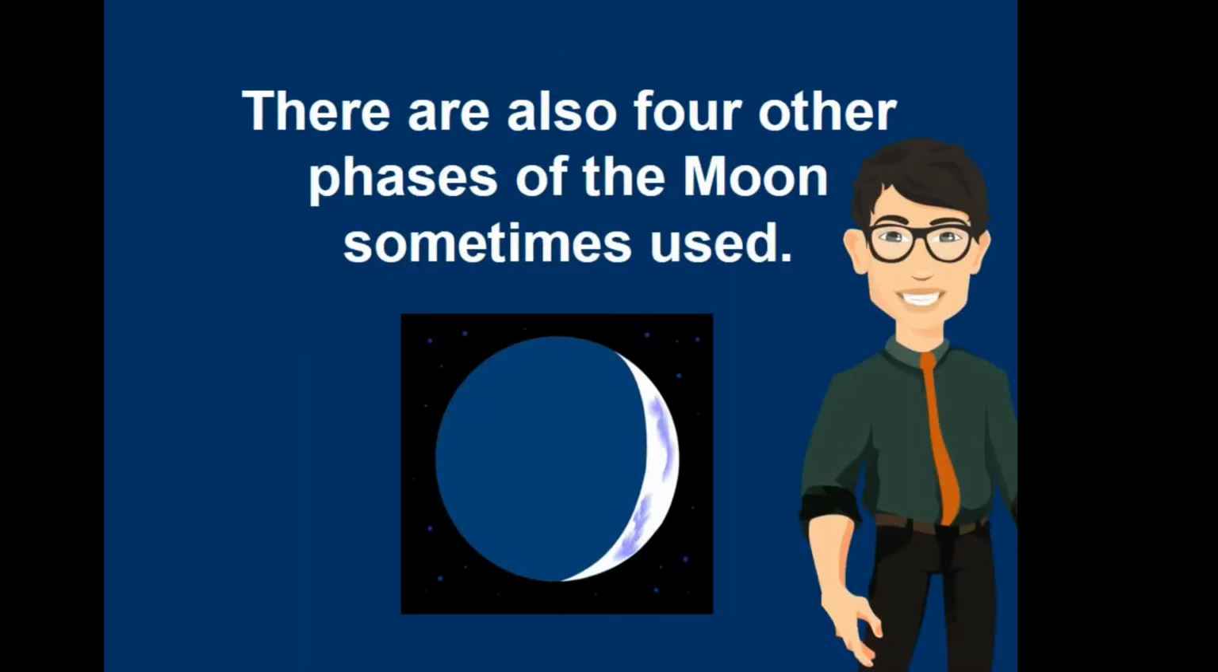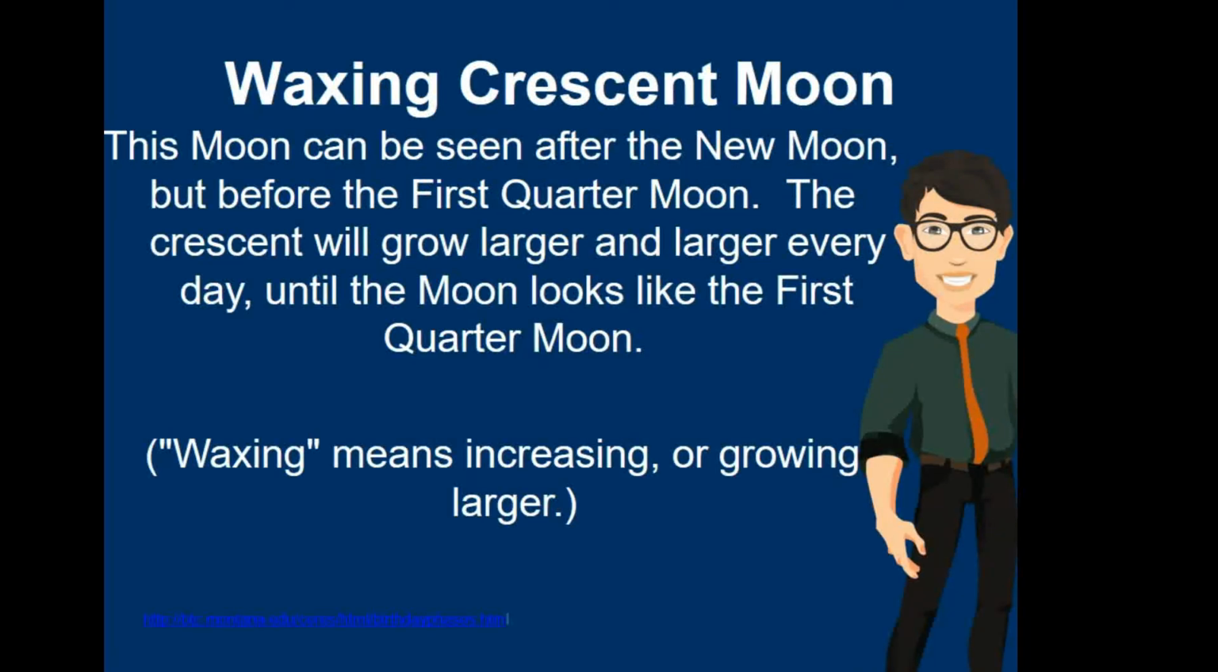There are also 4 other phases of the moon sometimes used. Waxing crescent moon. This moon can be seen after the new moon, but before the first quarter moon. The crescent will grow larger and larger every day until the moon looks like the first quarter moon. Waxing means increasing or growing larger.